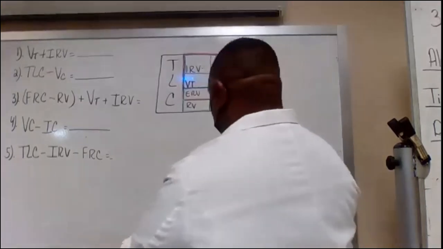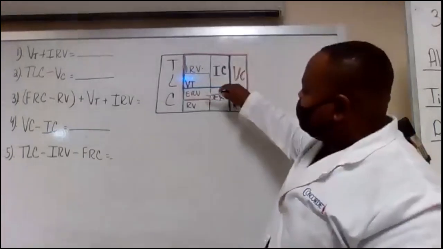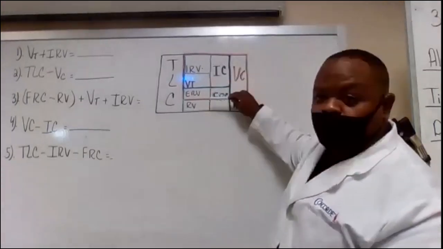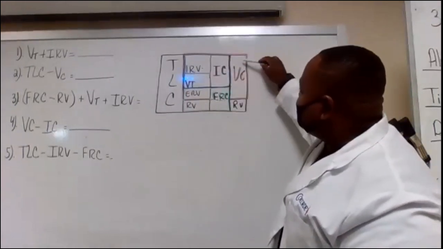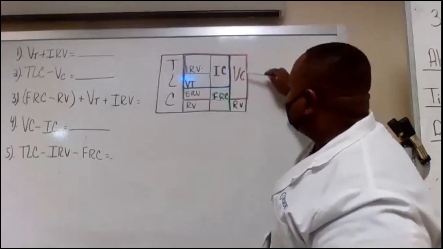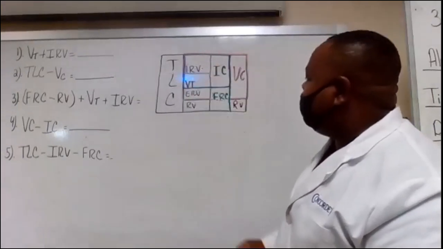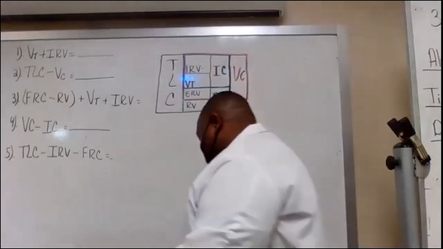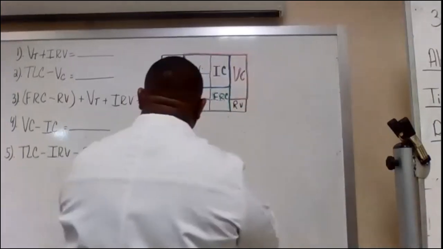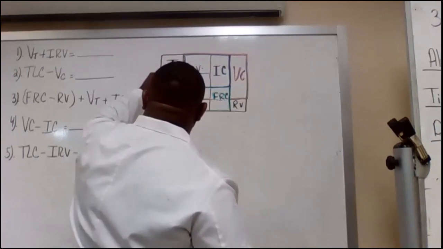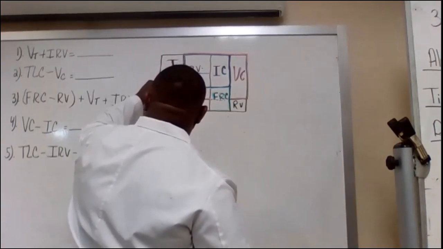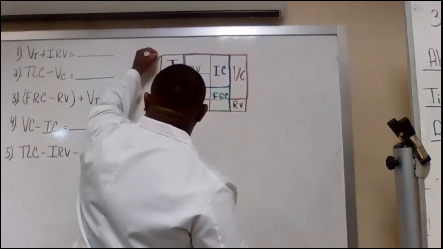FRC is my ERV and my RV, that whole green box, right? And then IC is the whole blue box. VC is the whole red box. And then TLC, which is black. Well, as a matter of fact, I'll do it in pink or whatever. We'll say TLC in purple will be the whole shebang.